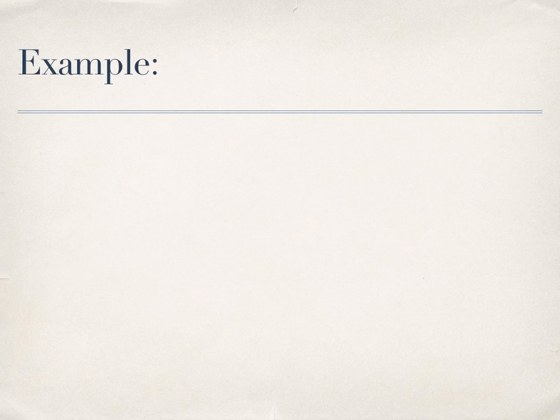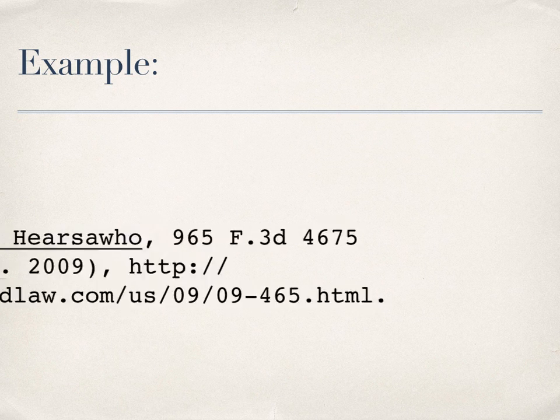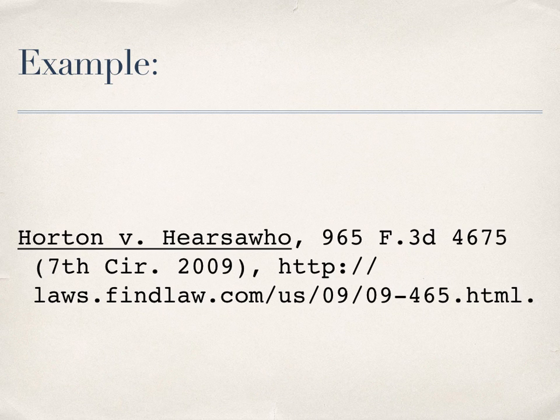Here's an example from our Horton versus Here's a Who made-up case from earlier, and let's just imagine that it was published in the Federal Reporter 3rd Series. You notice I have my case name formatted just as I would for a print resource, my volume, reporter name, and page number, followed by my court date parenthetical. I didn't put a pin site in here, but it would probably be a good idea to include it. It would come after my 4675 and set off by a comma.